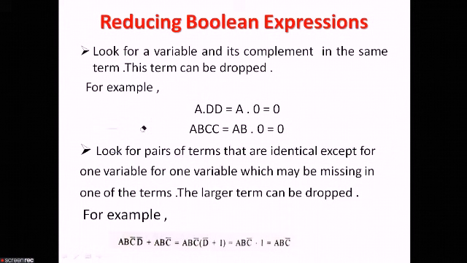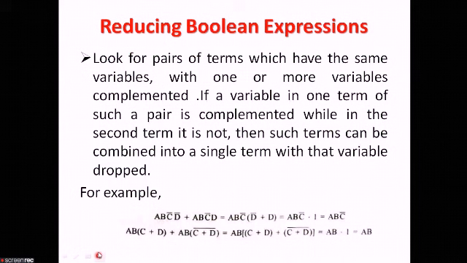Now we will be going to the next slide that shows all the numericals. So this slide is the reducing the Boolean expressions, the last point. That is, look for pairs of terms which have the same variables with one or more variables complemented. If a variable in one term of each pair is complemented, while in the second term it is not, then such terms can be combined in a single term with that variable dropped.